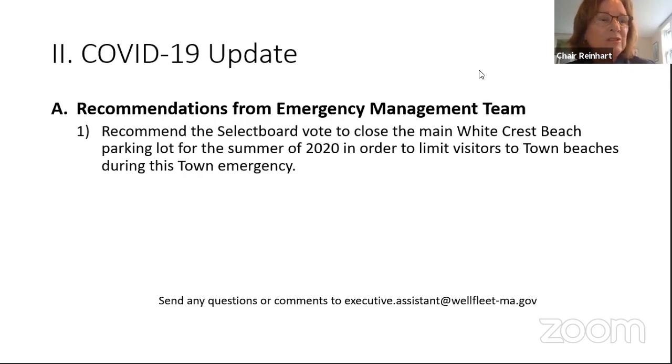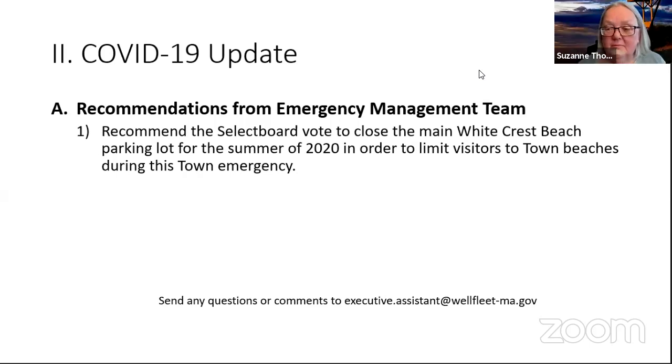I understand why Suzanne or the beach department wants to close Whitecrest, but then that might create more problems, and I think we have to be fluid with that too. I'm not even sure how, but I wanted to ask Suzanne if she's planning on limiting the number of cars in Newcomb and LeCount.